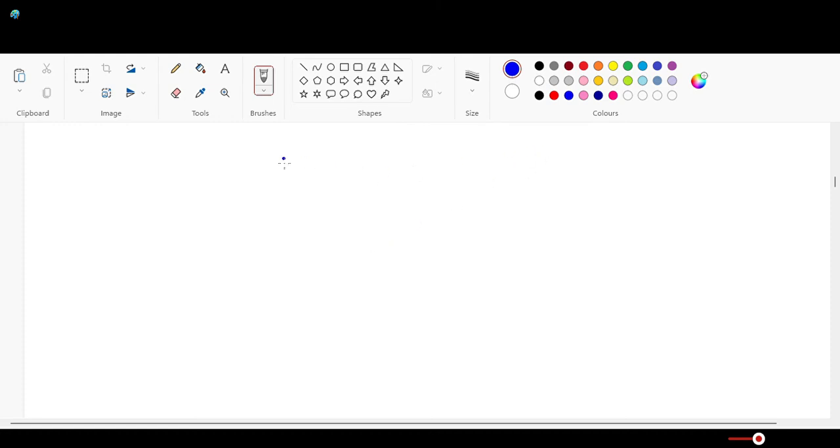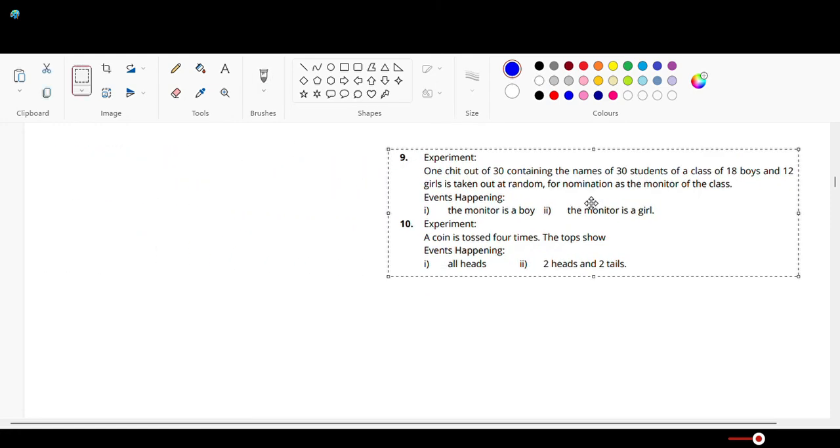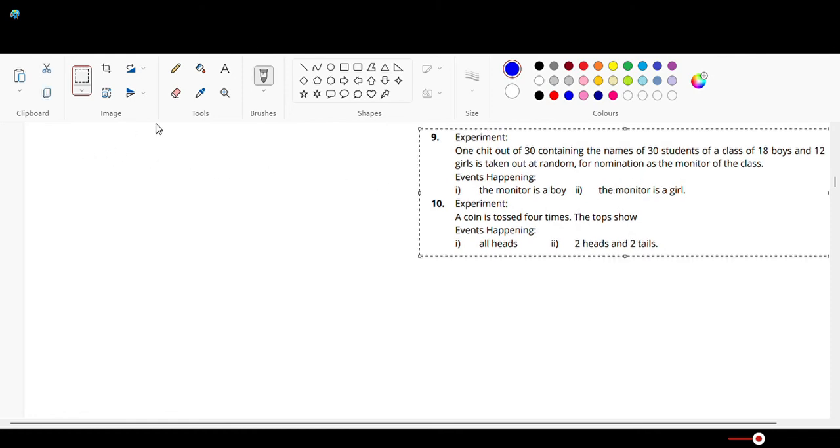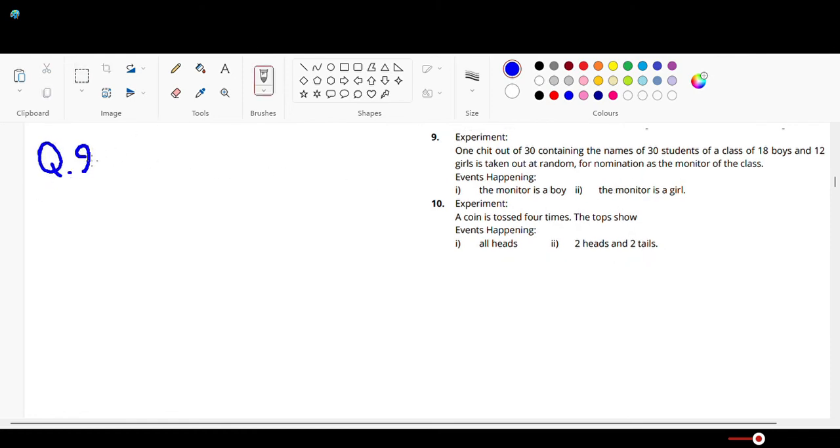Okay, so now let's do question number 9. What does it ask us to do? It states that one chit out of 30 containing the names of 30 students of a class of 18 boys and 12 girls is taken out at random for nomination as the monitor of the class. Events that are happening are: what are the possibilities that the monitor is a boy, and what are the possibilities that the monitor is a girl?